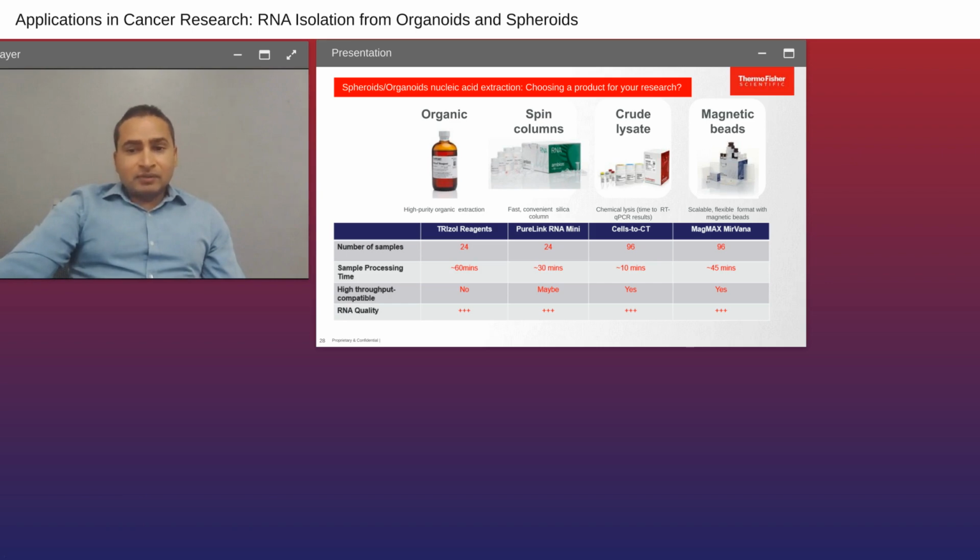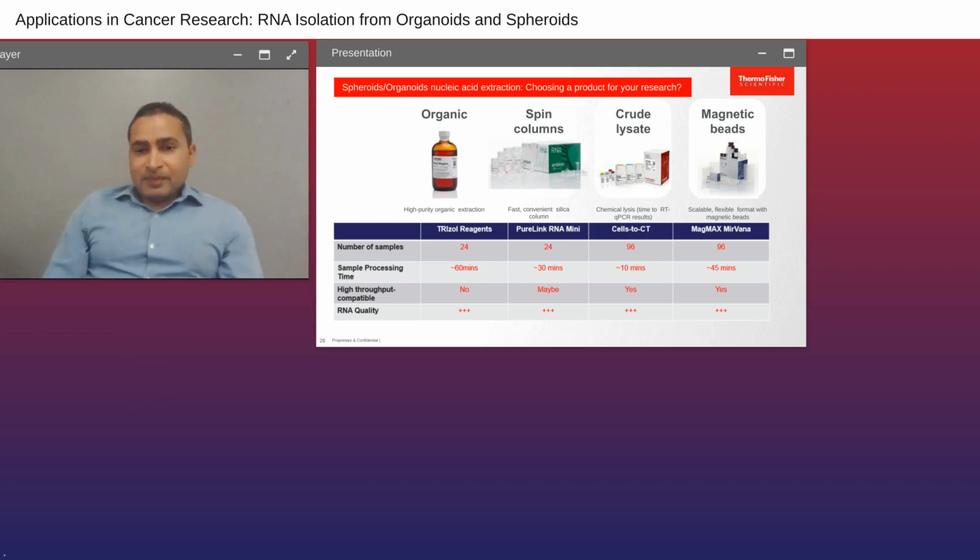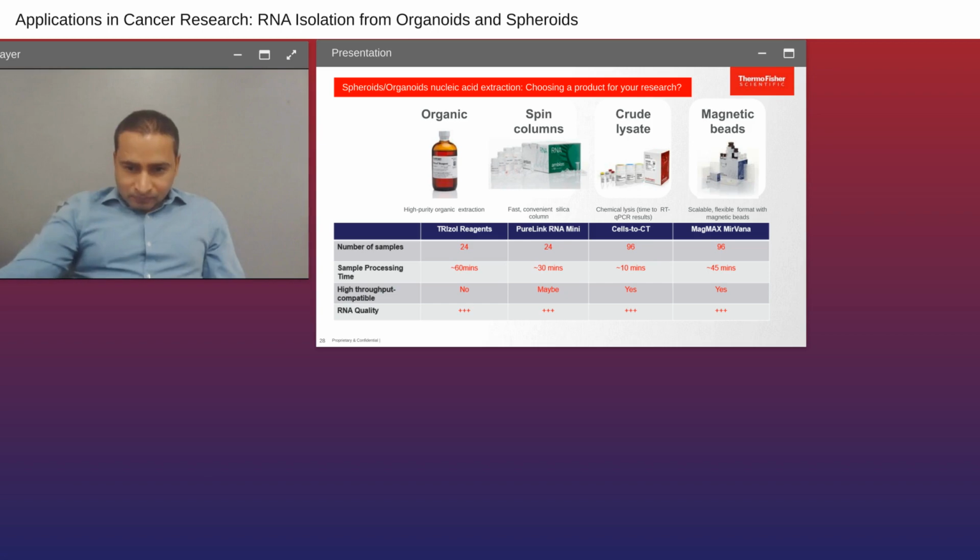PureLink Mini Kit or Trizol might be preferable to users who process fewer than 24 samples at once. And the MagMax Nirvana Total RNA Isolation Kit, which is a magnetic bead-based extraction, will be compatible with high-throughput purification of RNA and also DNA. So it is favored by end users with NGS and qPCR workflows. Extraction with Trizol may be desired if you're pooling multiple spheroids or organoids, or need to get a really good gene expression profile from small spheroids. Each of the methods comes with good quality RNA for your downstream assays, depending on what your needs are.